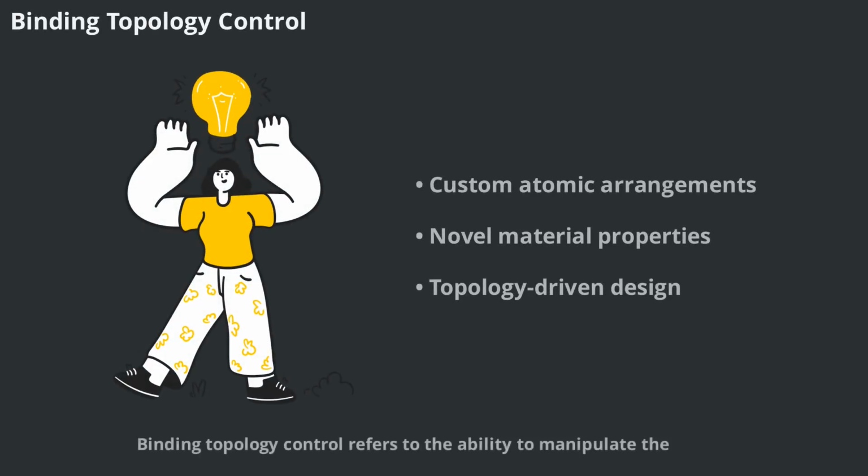Binding topology control refers to the ability to manipulate the arrangement and connectivity of atoms or molecules within a material. By leveraging polariton dynamics and structural field engineering, HPMF allows for the design of materials with custom binding topologies, leading to novel mechanical, optical, and electronic properties.